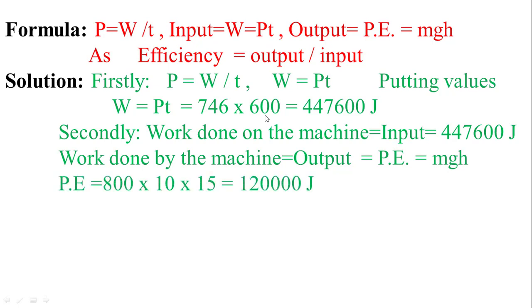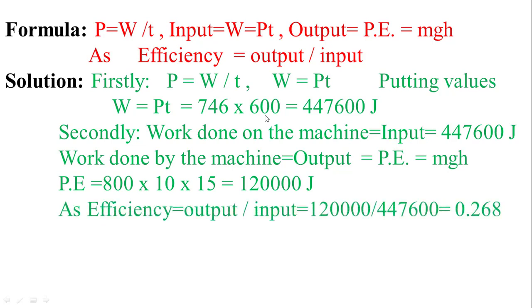Putting the values, 800 multiplied by 10 multiplied by 15 is equal to 120000 joule. Now we can find the efficiency, which is equal to 120000 divided by 447600 is equal to 0.268 as the efficiency. Now we calculate the percentage, then multiply by 100, so it is equal to 26.8%.